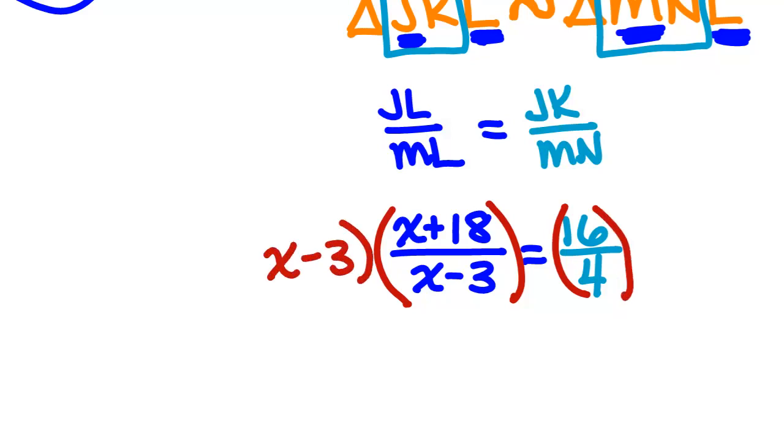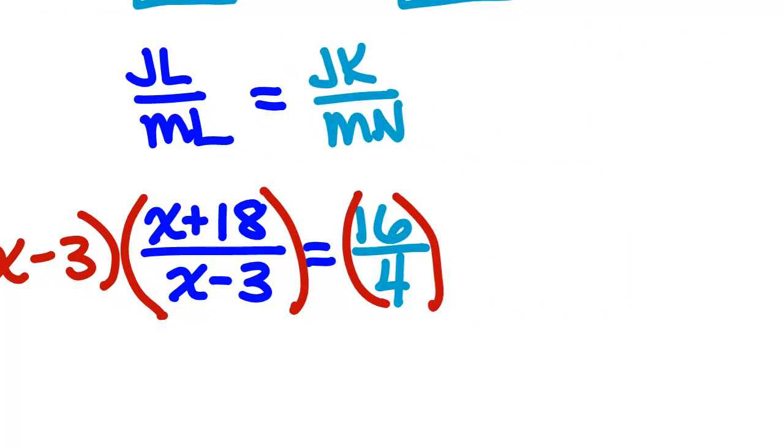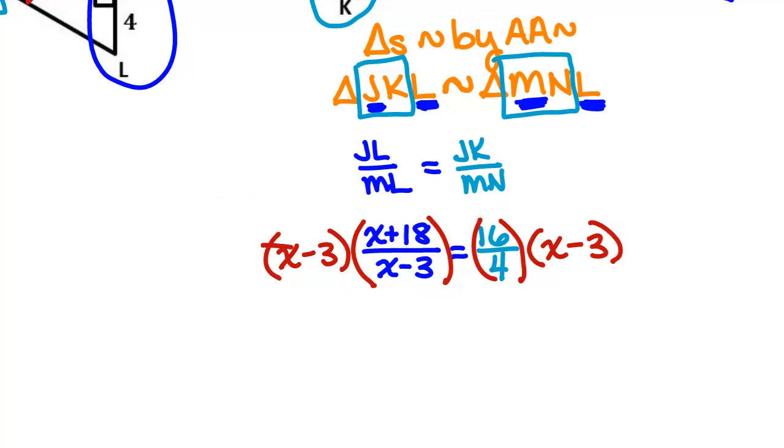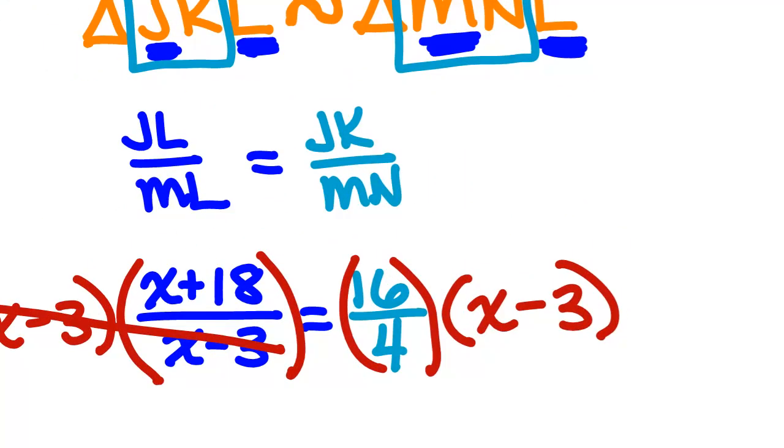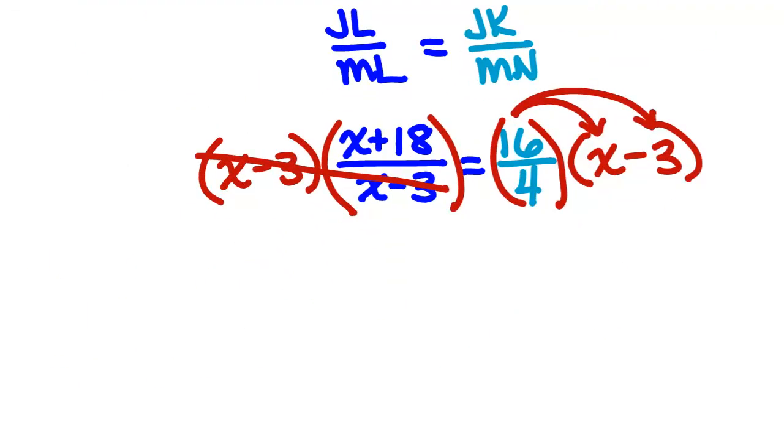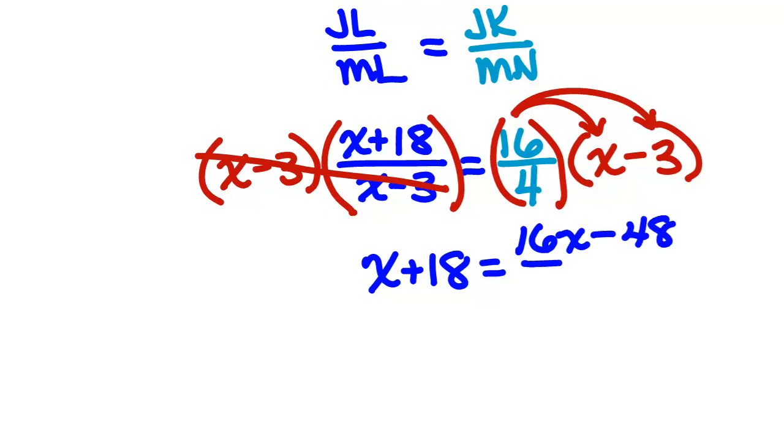X minus 3. We're going to multiply on both sides. It's always the denominator that you multiply by. And that will always only distribute to our numerator. So the 16 is going to distribute to the x and to the 3. So I would have x plus 18 equals, well, that's going to be 16x minus 48 all over 4.